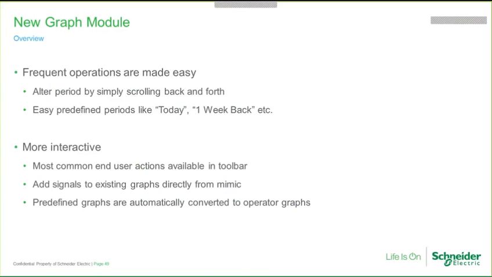We try to make all the frequent operations that an end user might do much more easy. When you have your trend and you want to see a different period, you just scroll back and forth. It's very easy. If you want to change period from say 1 day to 1 week, there's some very easy predefined periods like today, 1 week back, this month, and so forth. I can show you in a few minutes, so that the end user doesn't have to spend a lot of time clicking through date and hour and minute selections. We try to make it a lot more interactive.